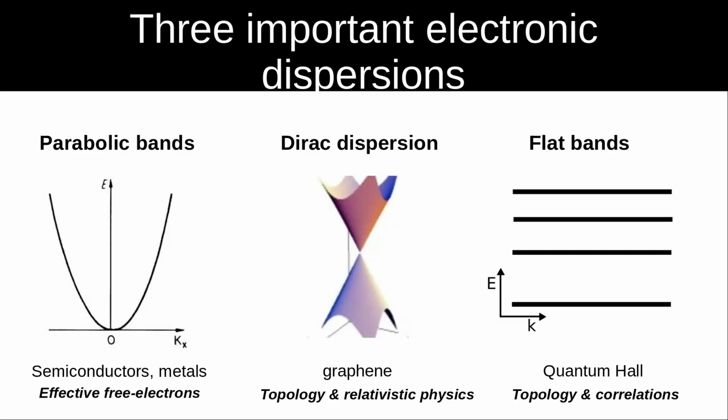Even though this seems relatively trivial, flat bands are extremely interesting. And the reason why they are interesting is because the flatness of the band actually gives rise to a divergence in the density of states. So you have an infinite number of states at very specific energies, which in turn leads to very strong effects when you include electronic interactions.